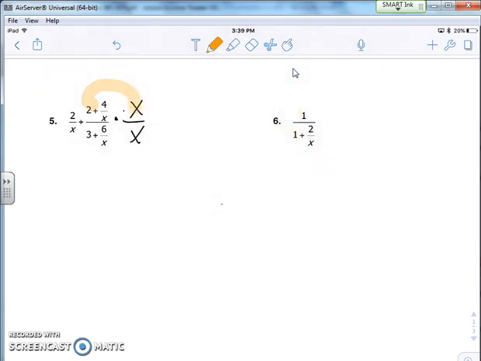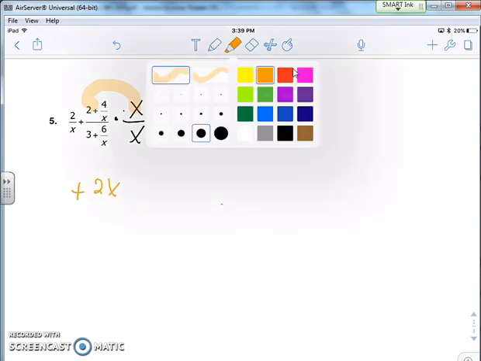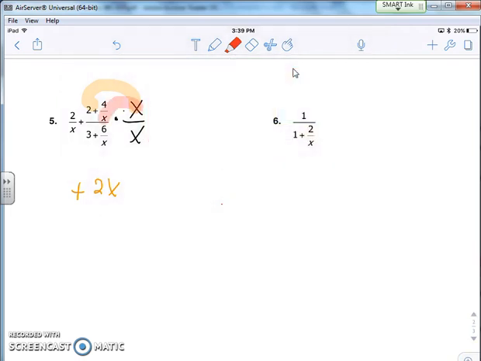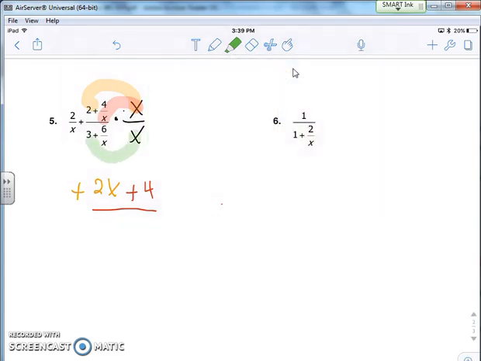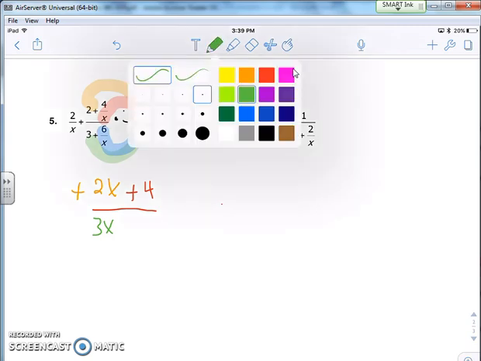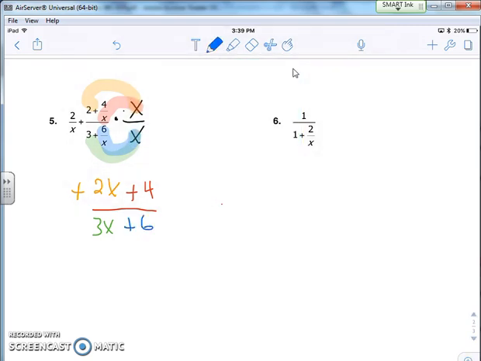2x. And then we're going to distribute the x to the 4 over x, and that just gives us 4. In the denominator, we're going to distribute the x to the 3, and that gives us 3x. And distribute the x to the 6 over x, and that just gives us 6. And then we have what we started with originally, the 2 over x.